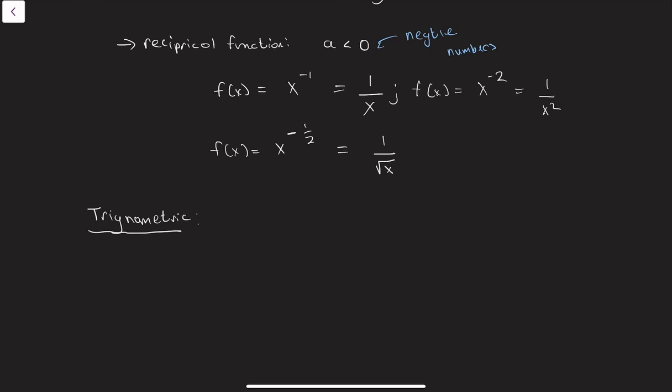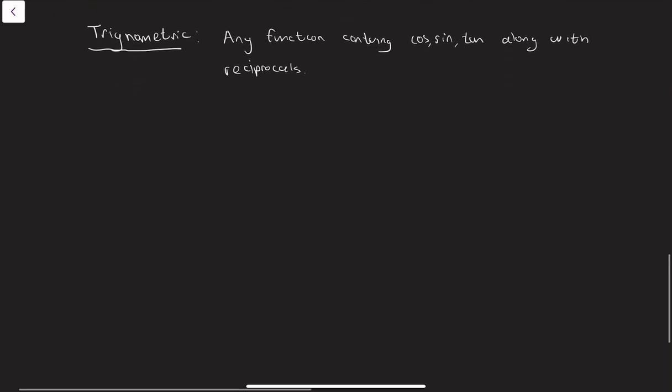So a trigonometric function is any function containing cos, sine, tan, along with reciprocals. Great, really straightforward. So let's do a quick review of these trigonometric values.